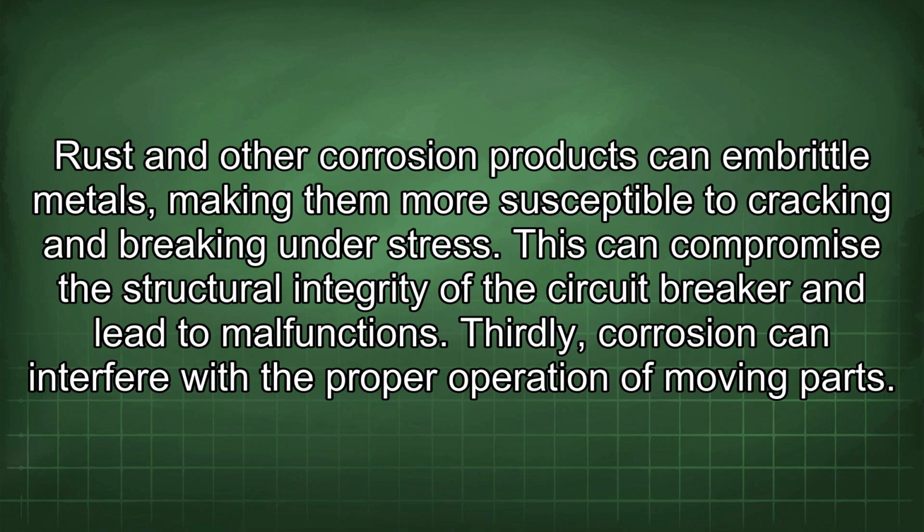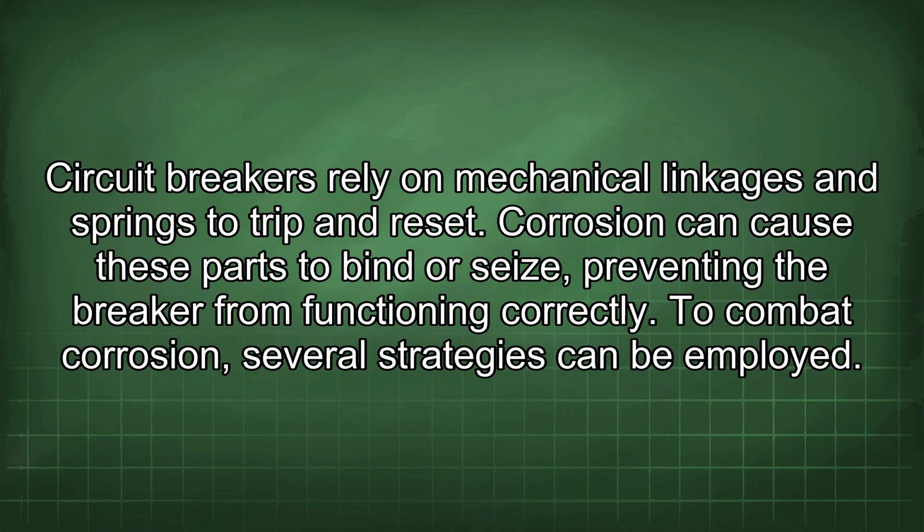Thirdly, corrosion can interfere with the proper operation of moving parts. Circuit breakers rely on mechanical linkages and springs to trip and reset. Corrosion can cause these parts to bind or seize, preventing the breaker from functioning correctly.